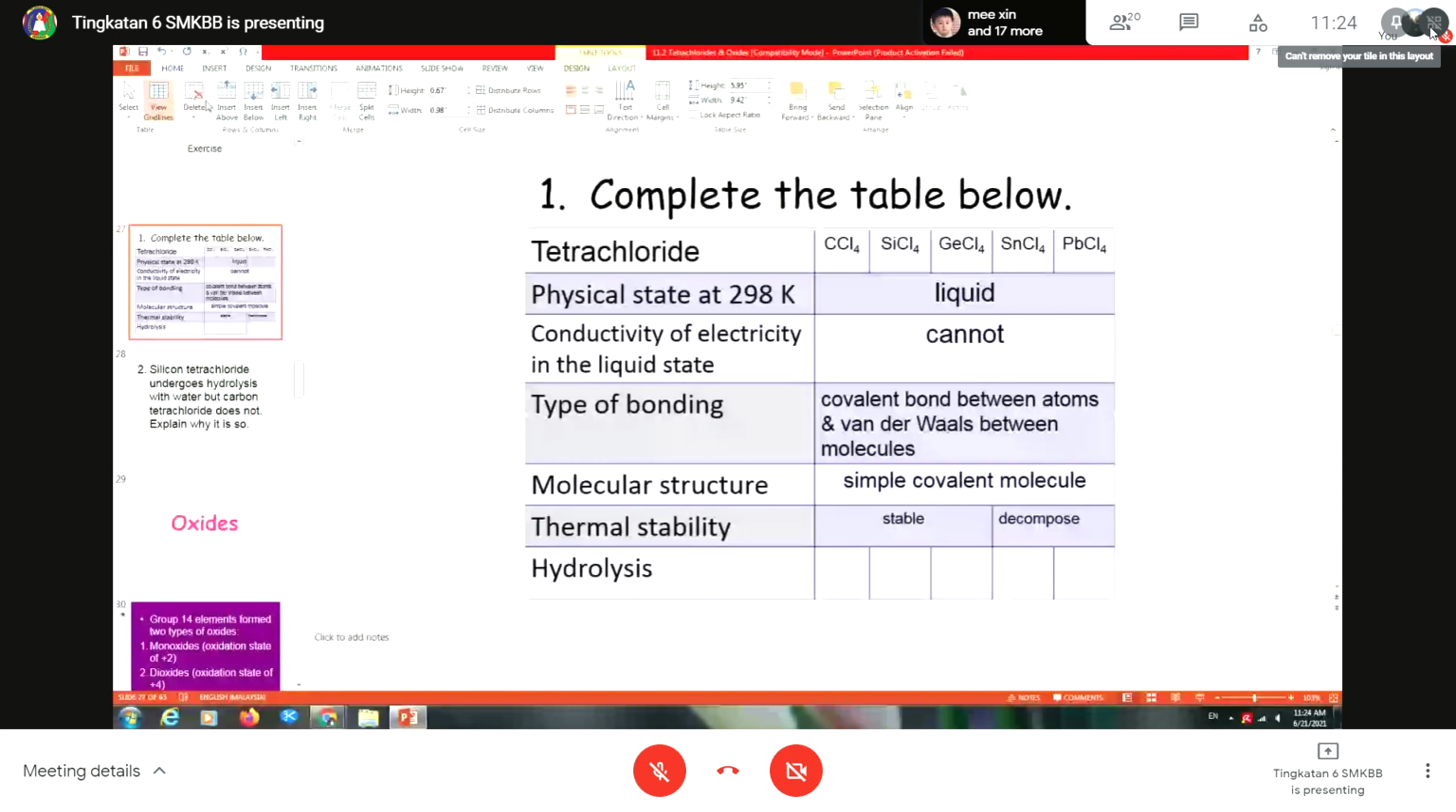Okay, hydrolysis. Chen Chen. That means you only tell me can or cannot, habis cerita. That means can they react with water? Okay, CCl4. Can or cannot?